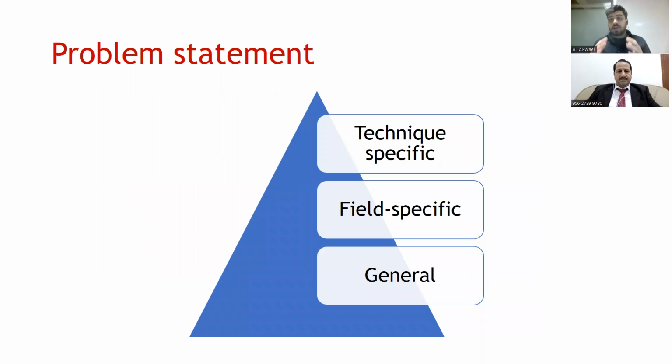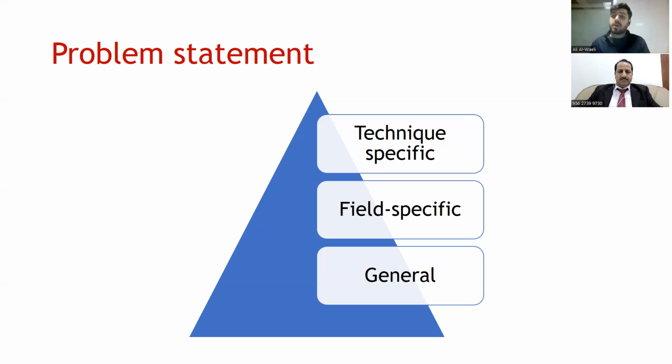So in general, as you formulate your problem statement, try to begin with a general problem statement, but don't stop there. You need to get more field specific and then more technique specific. I think that this is a really good template for a problem statement. So what's the general problem? The general problem could be something like the lack of investment in solar energy. I could say that that's a general problem.